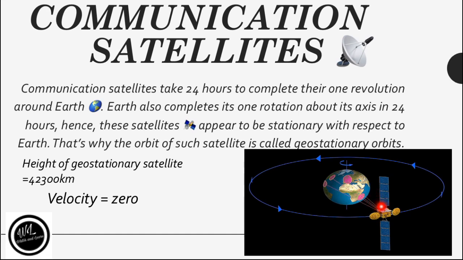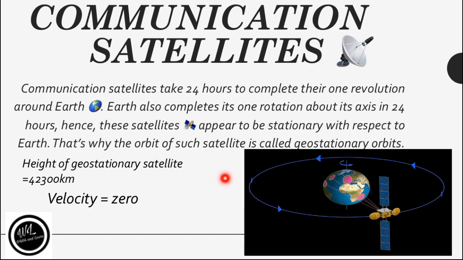Why are we calling them geostationary satellites? Because they appear to be stationary, or at a state of rest, with respect to the earth. The earth takes 24 hours to complete its one rotation, and the geostationary or communication satellites also take 24 hours to complete one revolution. So they both take the same time, and that's why they are known as geostationary satellites.